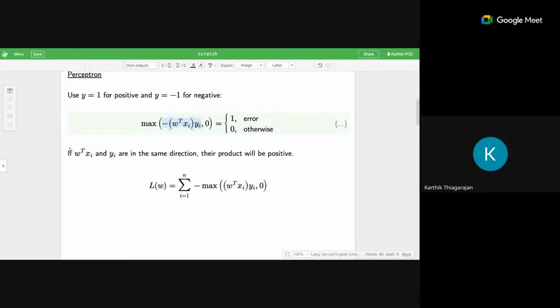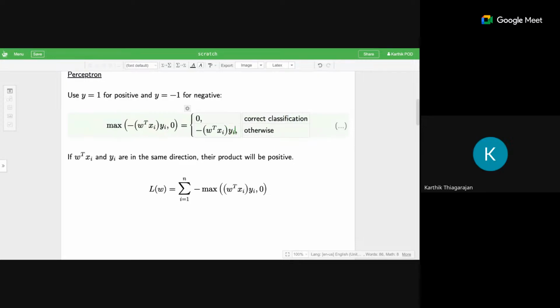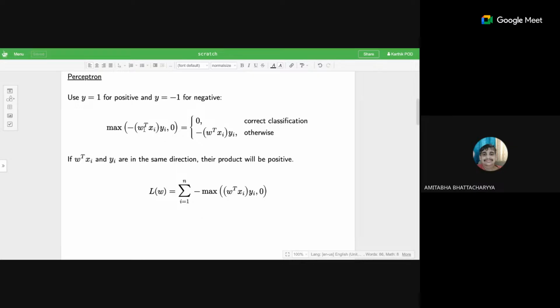And therefore the error will be 0. So 0 if there is no error or correct classification. Otherwise, the error will be minus W transpose xi yi. Is this clear? But why do you make it minus here? Because error should be positive, right? So I want a positive error. So what does that mean? The farther apart this is from the boundary, the higher the error.